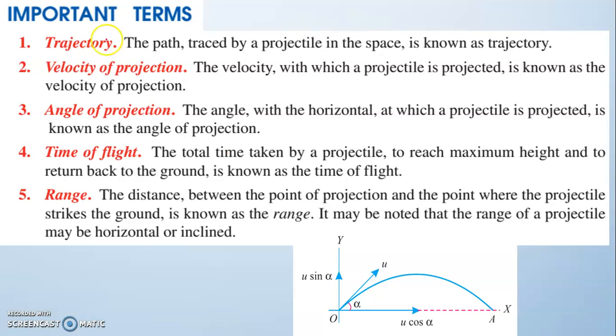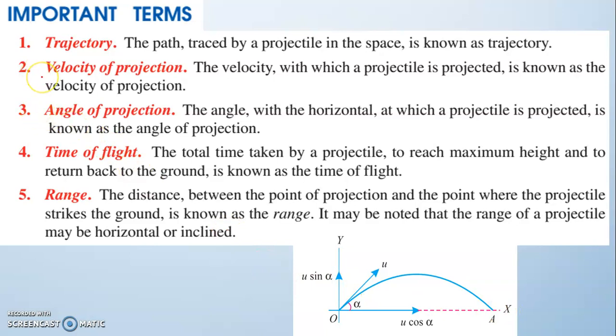First one is the trajectory. That is the projectile path, the path traced by the projectile during its motion. Suppose we have thrown some object into the air. It will move along some path. The path traced by the projectile during the motion is called a trajectory.